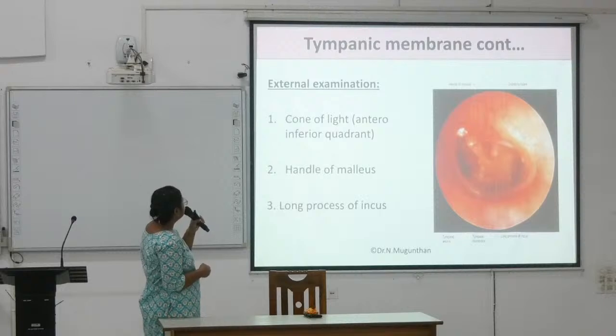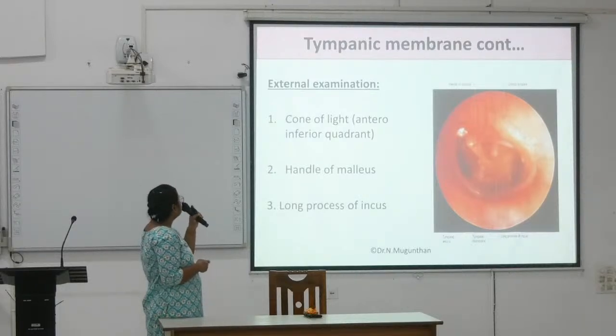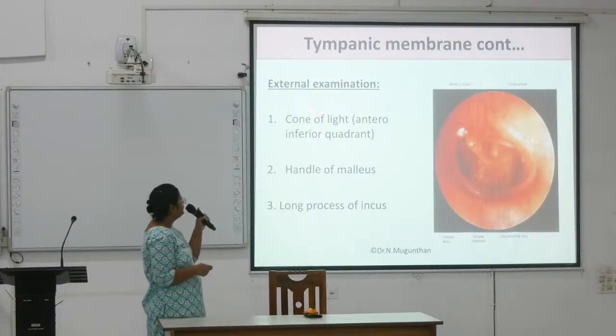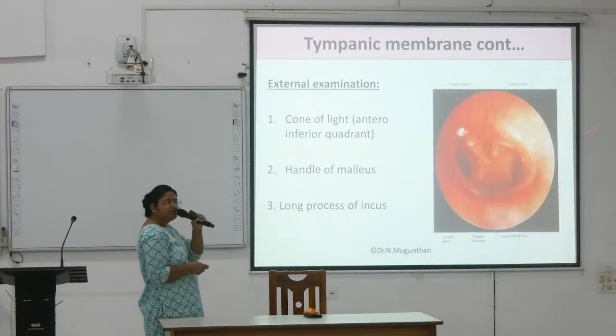Next, we go to the external examination of the tympanic membrane. The cone of light is reflected in the antero-inferior quadrant here. In the antero-inferior quadrant, you can see the cone of light. And the handle of the malleus and long process of the incus can be seen from the outer aspect.